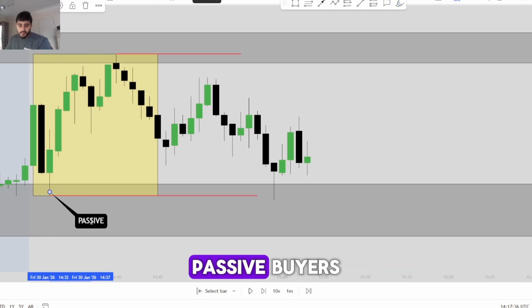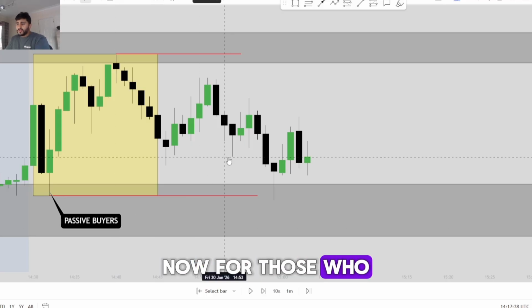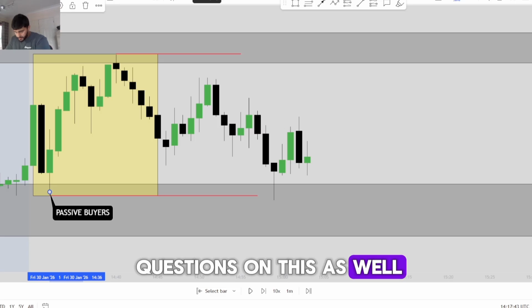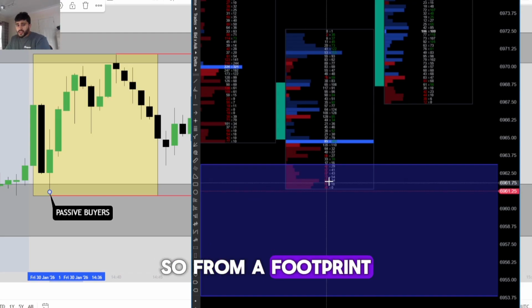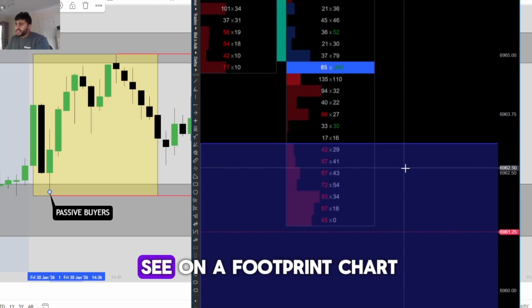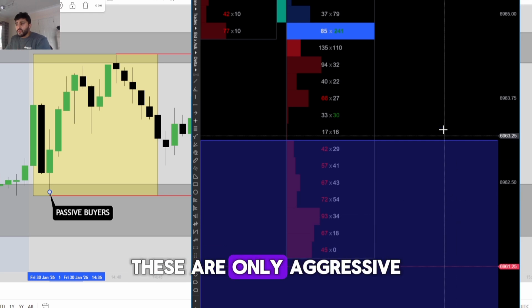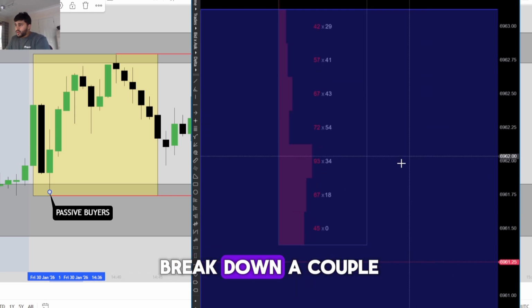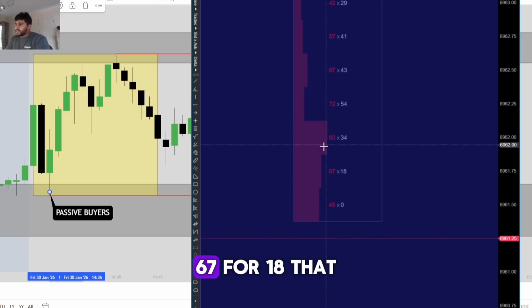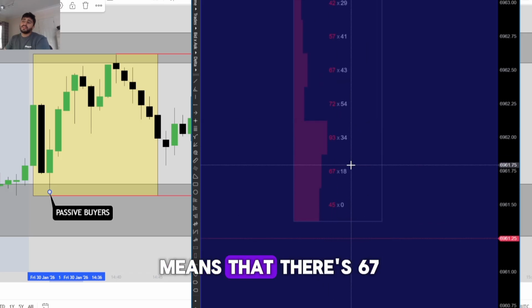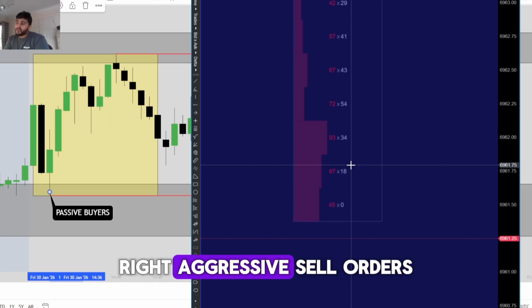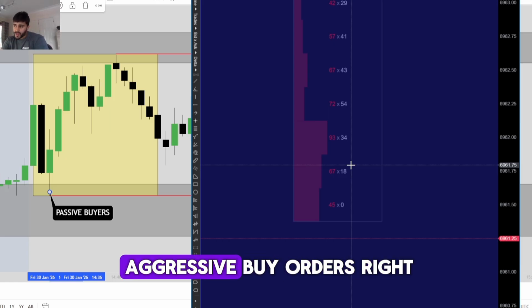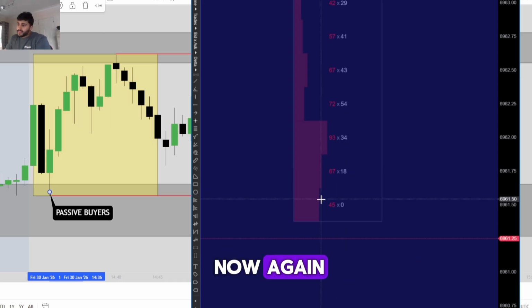Passive buyers. Now, for those who don't understand passive buyers, I'm just going to quickly break that down because I do get questions on this as well. So from a footprint chart, the numbers you see on a footprint chart are only aggressive participants or market orders, right? So if we see 67 for 18, that means there's 67 aggressive sell orders, and there's only 18 market buy orders, or aggressive buy orders. Now, there's 45 for 0.